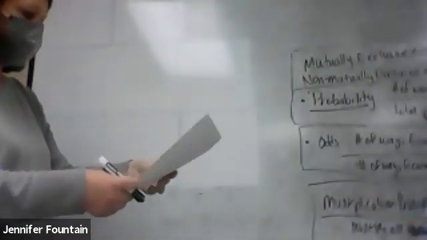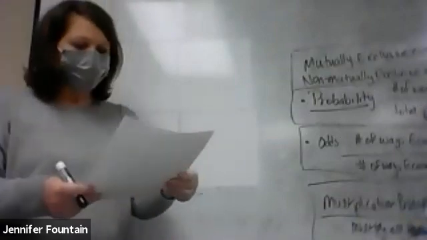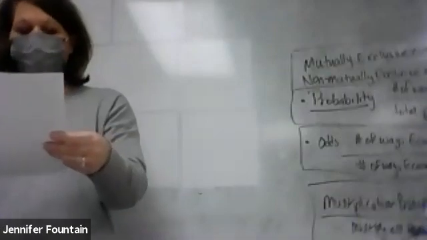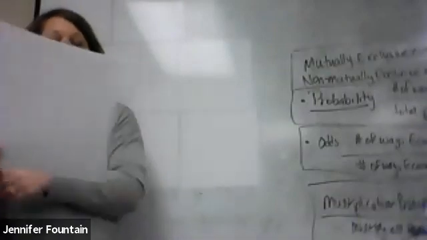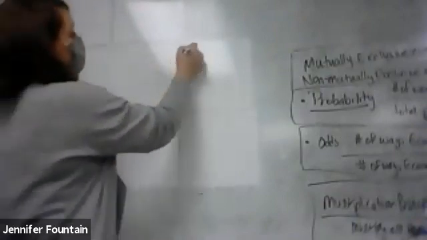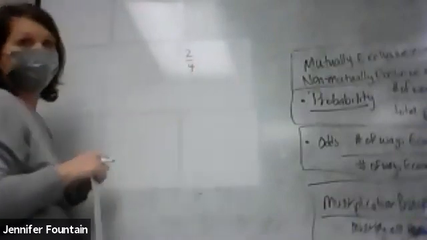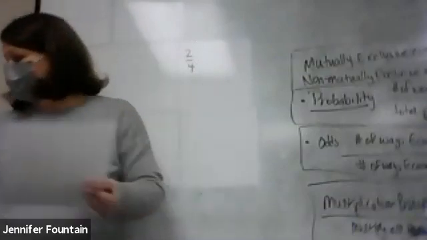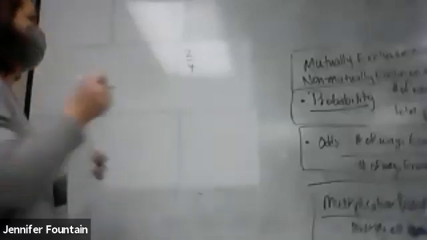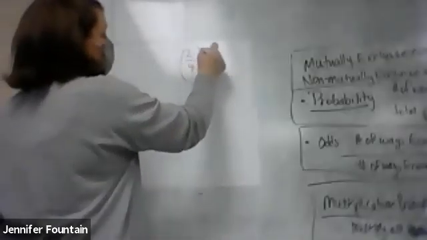Okay, so let's look at number 6. What is the probability of landing on an even number twice in a row? All right, so we've got our spinner. How many evens do we have? 2 out of what? 4. So I have 2 out of 4, and that's my first spin. What's my second spin? 2 out of 4.